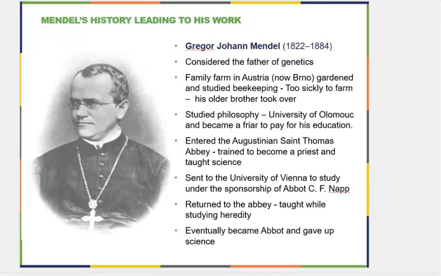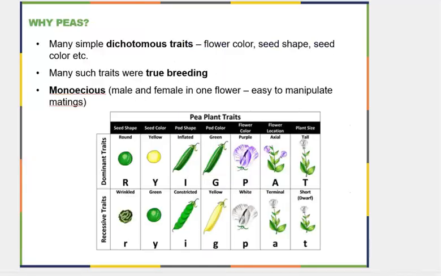Okay, so Mendel comes in, lived on a family farm. That's why he was so good at growing peas, and he's our favorite genetics monk right there. Okay, why peas was such a good choice?